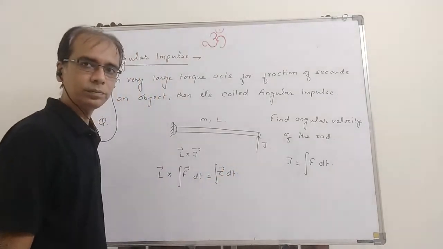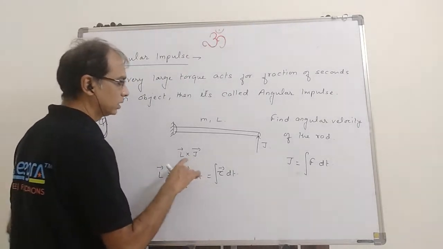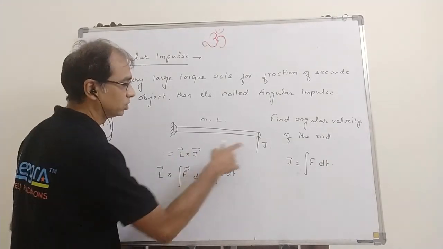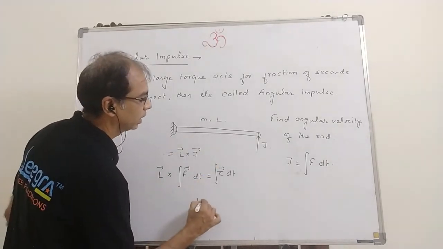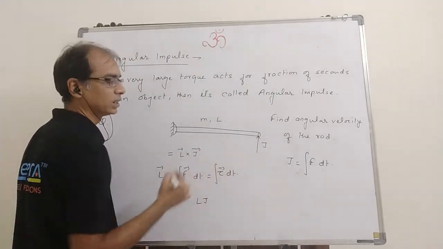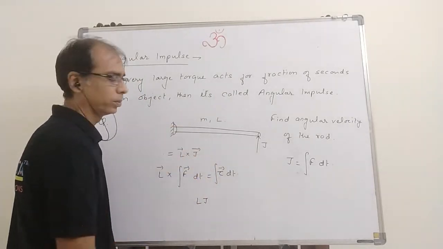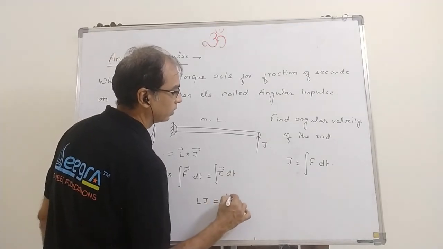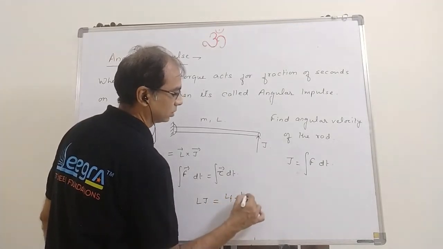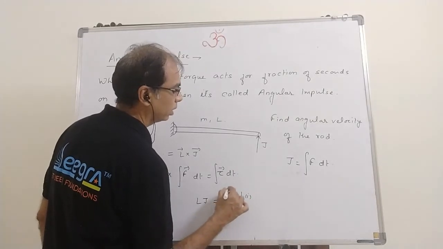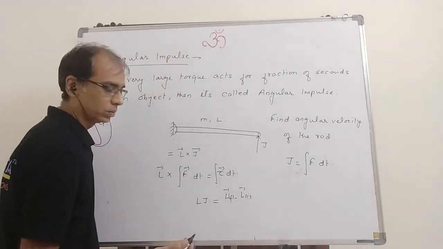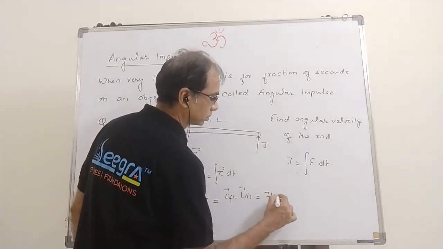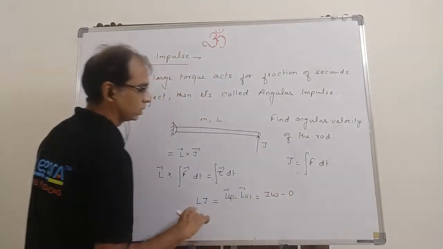Now this l cross J is equal to the change in angular momentum. So l cross J is l into J. I am writing it directly because the angle is 90 degrees. That is equal to the change in angular momentum, that means L final minus L initial. L initial is 0. L final I will write as I omega.